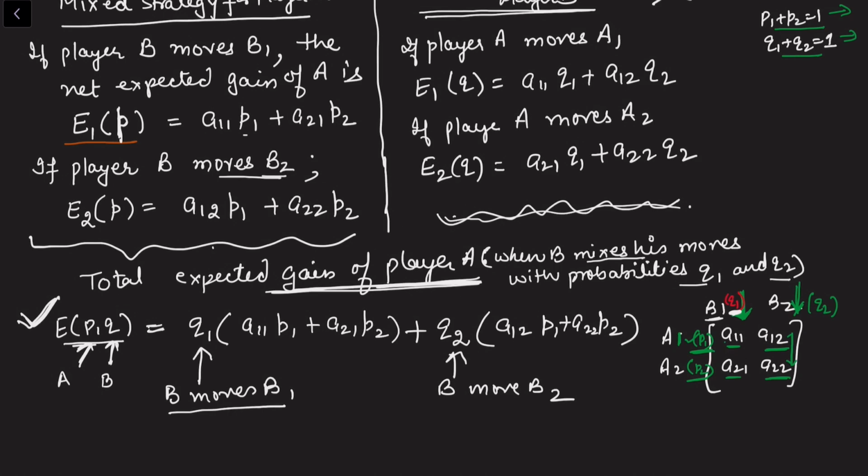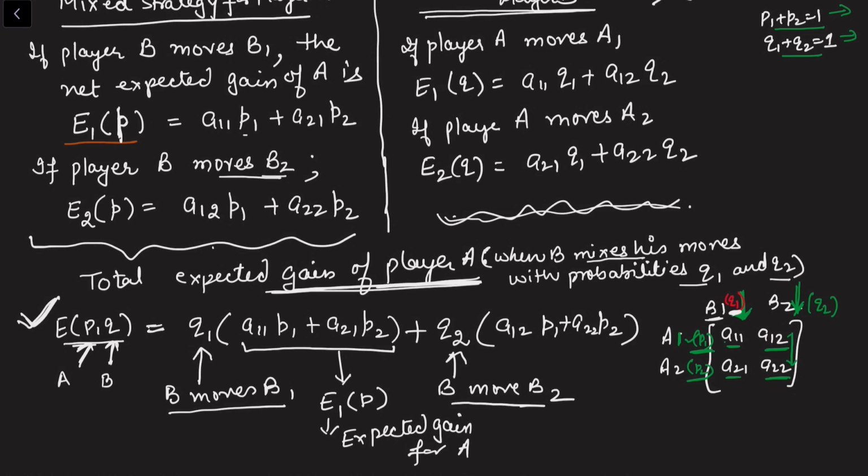Okay, so this is expected gain of player A. If B moves B1, this is the expected gain for A. You can write it like this: expected gain for A player. And if B moves B2, this becomes the expected gain for A. Now this depicts both independently, whichever is selected by B. B moves B1 and B moves B2.